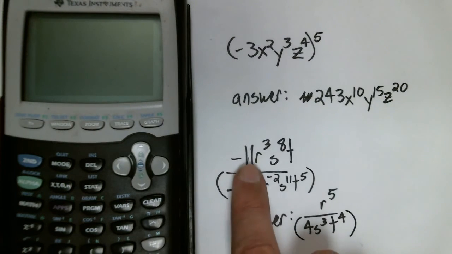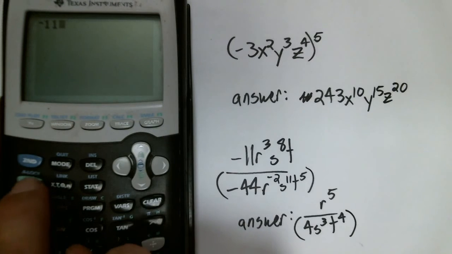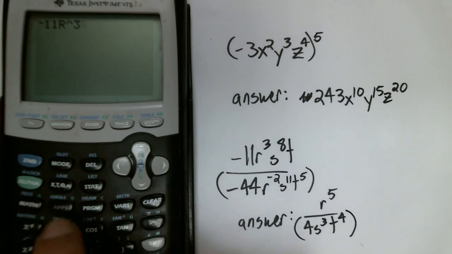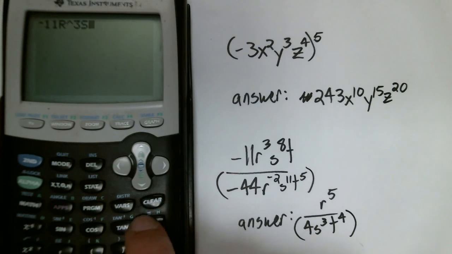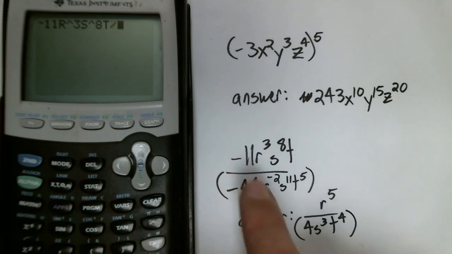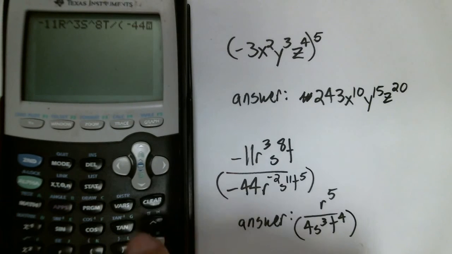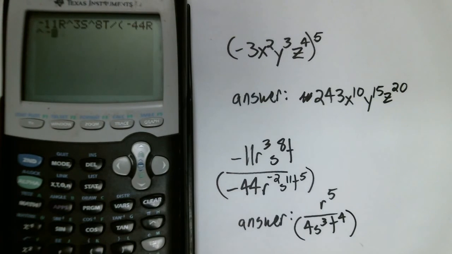So it looks like this: negative 11 alpha r raised to the third, alpha s raised to the 8, alpha t raised to the, that's just raised to the 1. Okay, now divided by, I must put this in parentheses, guys. Parentheses negative 44, alpha r raised to the negative 2, alpha s raised to the 11, alpha t raised to the 5. I must close the parentheses. I get some number, don't care what the number is.